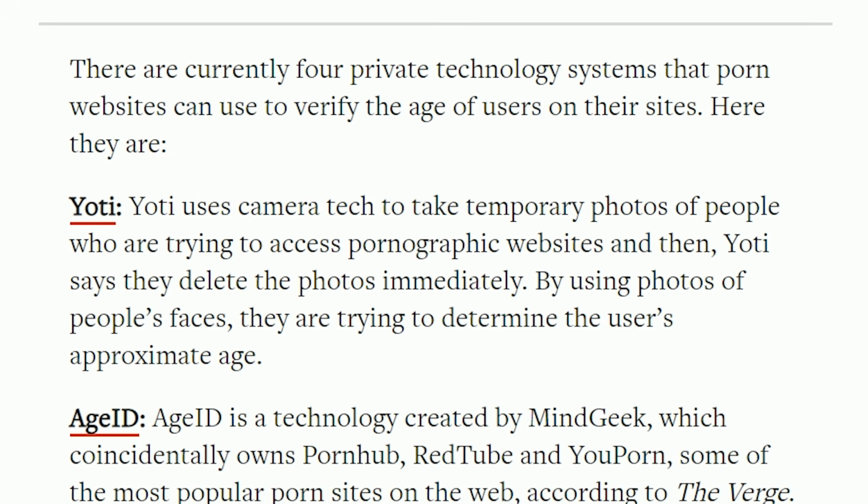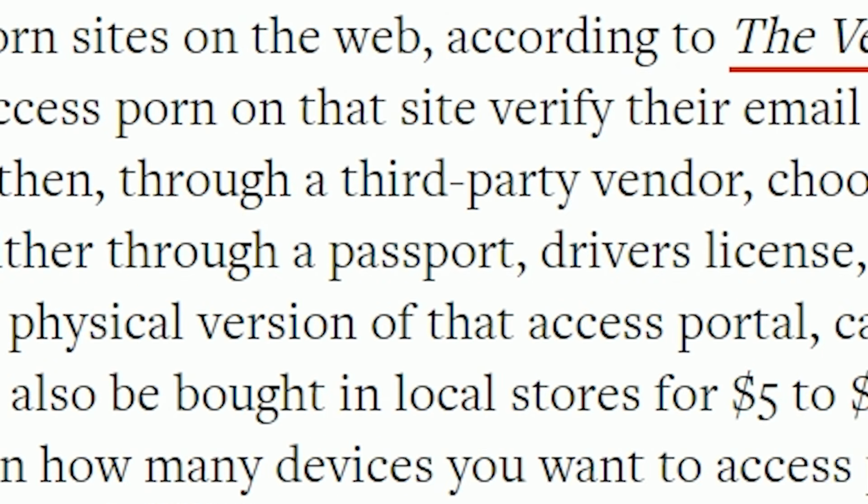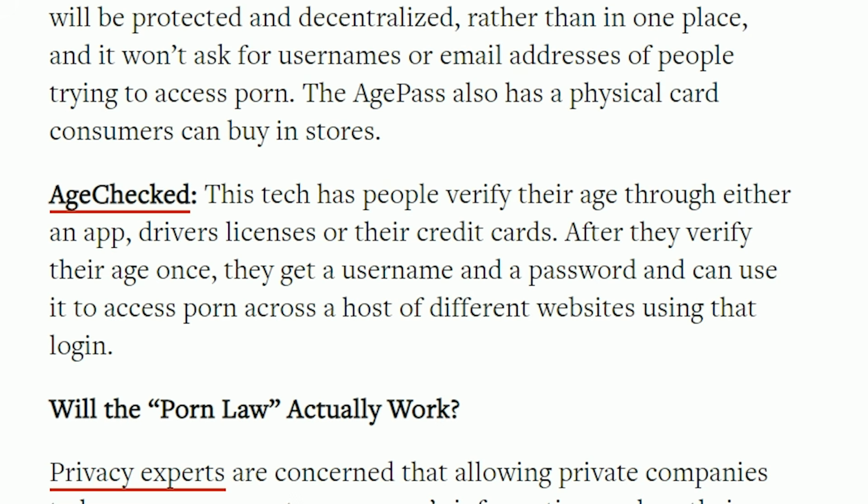And here's your options for that. Here's a Yoti, which takes a picture of you to verify you're of age to jerk off. Age ID needs a passport or some other ID. Here's one that wants a credit card, nothing sketchy about that.